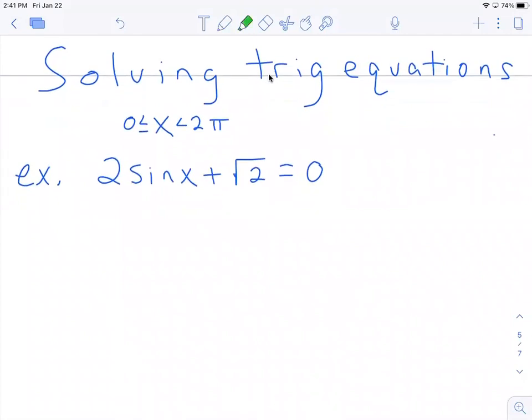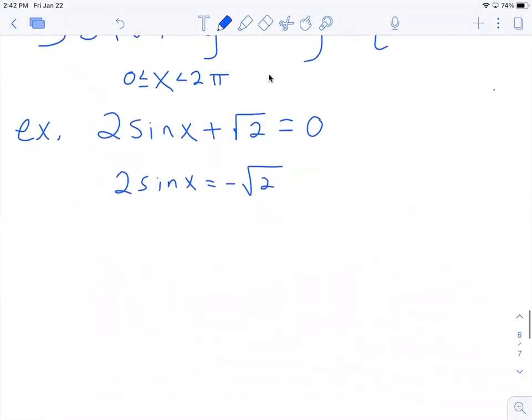We're going to use our basic algebra. If we want to get this variable by itself, first thing we do is move that guy to the other side. So I have 2 sine x is equal to the opposite of the square root of 2. And then divide by 2. So I have the sine of x is equal to the opposite of root 2 over 2. I'm done with the algebra. I'm ready to give my answer.